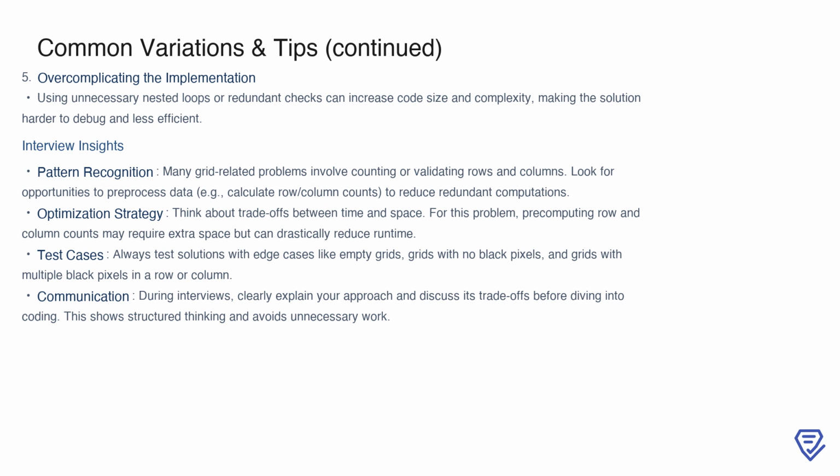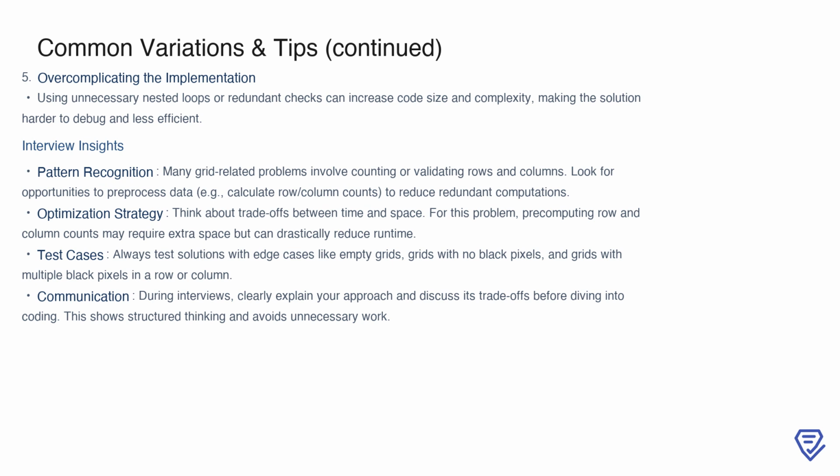Overcomplicating the implementation is another trap to avoid. Overusing nested loops or adding redundant checks not only increases the complexity of your code but also makes it harder to debug and less efficient. Instead, focus on simplifying your approach while maintaining clarity.